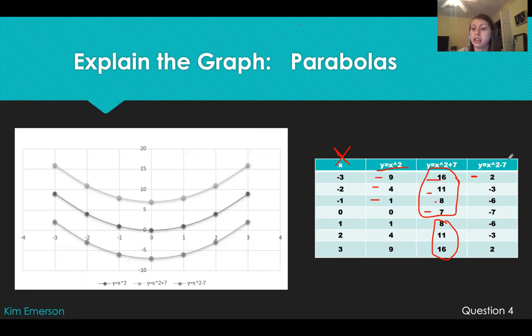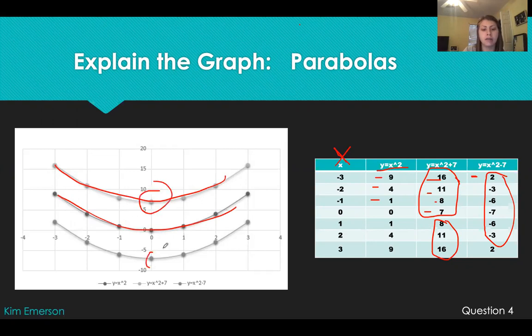And then we see -7. So this would give us our negative numbers. And then if we take a look at the graph, we see that we are at 7 right here. 0, parabola of 0, parabola of 7, positive 7 right here, -7 right there.